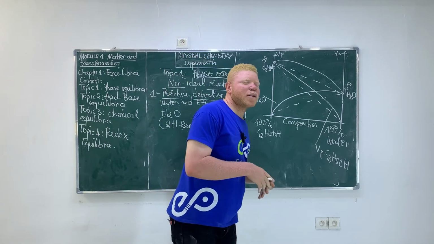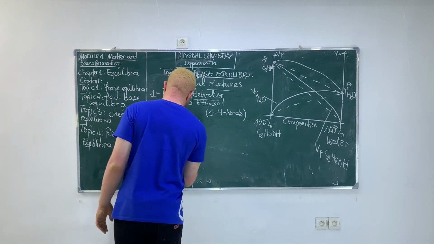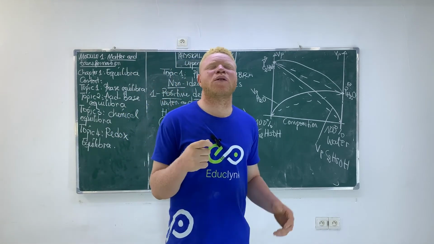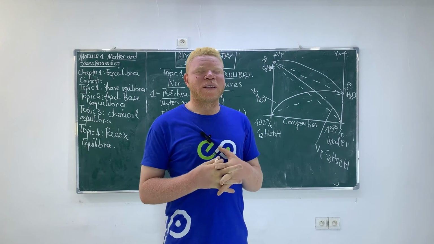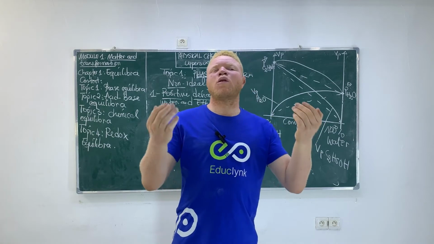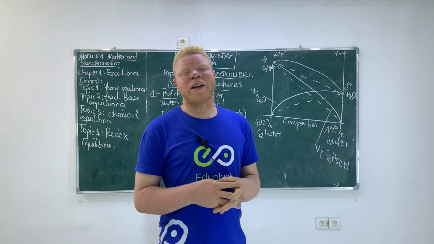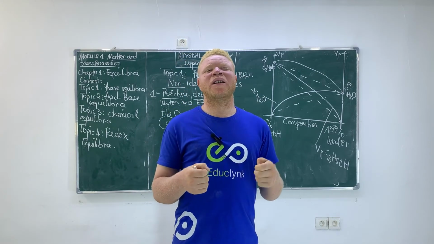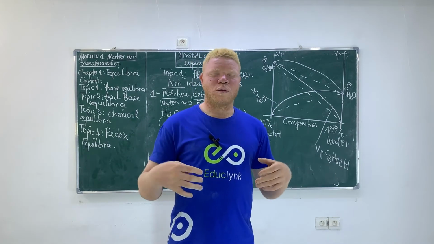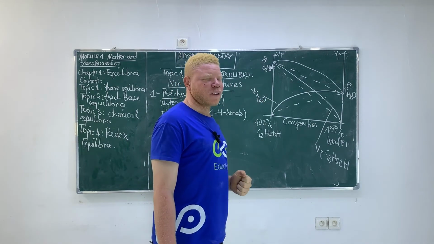And this positive deviation has some consequences. Given that the bonds are being broken, the vapor pressure is higher than that predicted by Raoult's law. So the pressure of the mixture increases. So what about the temperature of the mixture? The temperature of the mixture drops because heat is absorbed to break the bonds. That's why the temperature drops, because the process is endothermic. Heat is absorbed to break the hydrogen bondings in water and also the hydrogen bonds in ethanol.